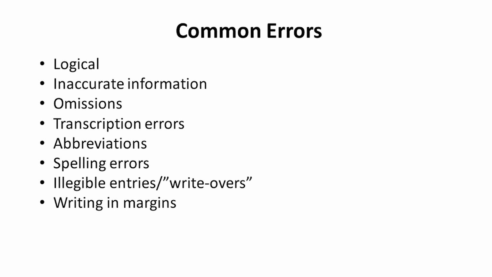Some examples of common errors include logical errors, such as the date of the second visit earlier than the date of the first visit. Inaccurate information, for example, the source document says one thing and a CRF says another. Omissions, an AE is recorded on the CRF but not in the source document. Transcription errors, flipping the date and the month. Abbreviations. Unless an approved list of abbreviations is distributed and utilized, data entry personnel often misrepresent abbreviations. There could be spelling errors, illegible entries or write-overs on paper CRFs, or writing in the margins on paper CRFs.